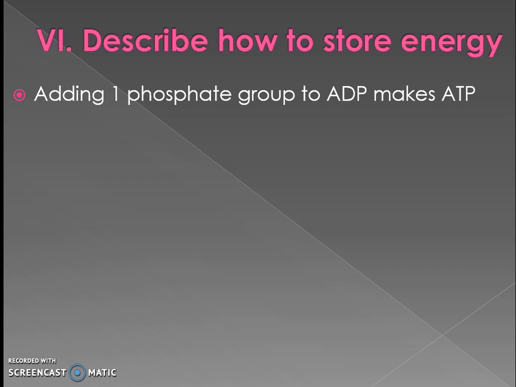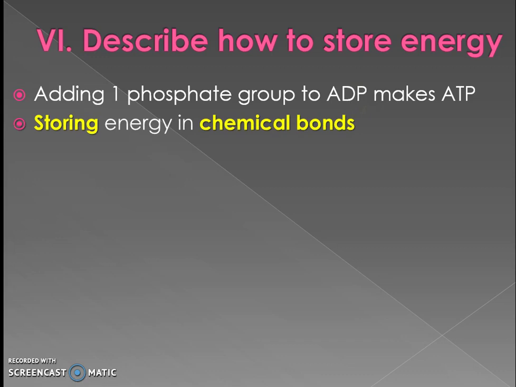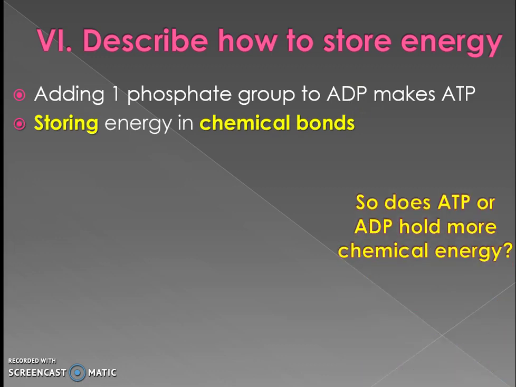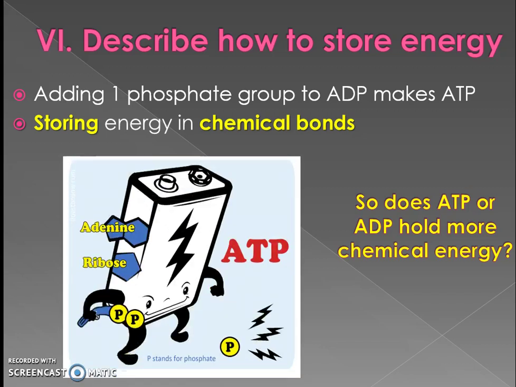Can we reuse this battery? Yes! We can reuse the battery ATP by adding another phosphate back on to the ADP and restore energy in the form of those phosphate chemical bonds. So what do you think? Does the ATP or the ADP have more energy? The ATP, right? Because it has more of those phosphates.